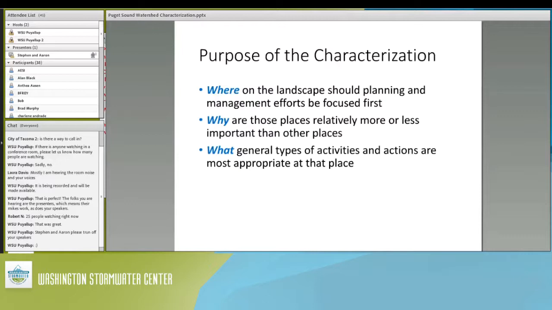So you can go back into it to see, is this area important because of recharge? Is it important because of the fact that you have higher rainfall or higher discharge controls operating within that particular watershed? And then finally, it gives you an idea of what the type of land use might be appropriate for there and what type of general actions might be appropriate.